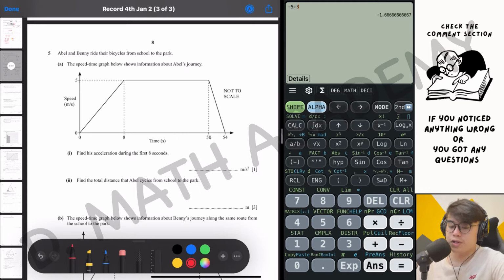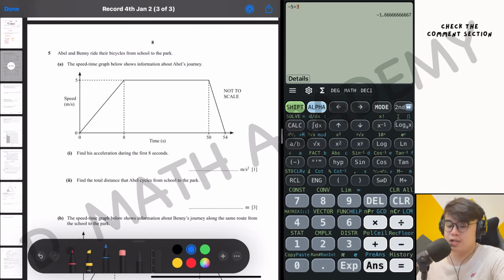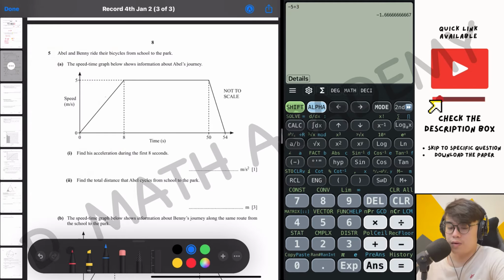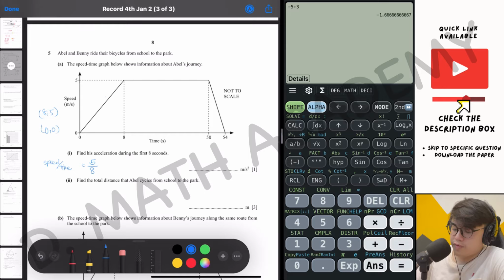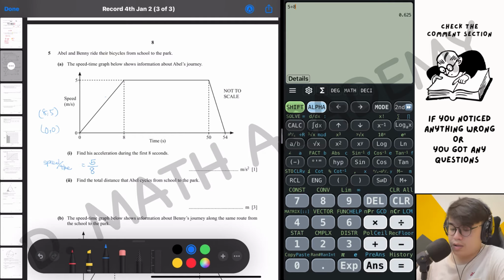Find the acceleration during the first 8 seconds. So for this, it's basically finding the gradients only. We have 0, 0, and also 8 and 5. So y2 minus y1, your acceleration should be meters per second square. So our speed over time, then you'll be able to get your answer. So for this, we will have 5/8. That will be our acceleration for the first 8 seconds, which is about 0.625.